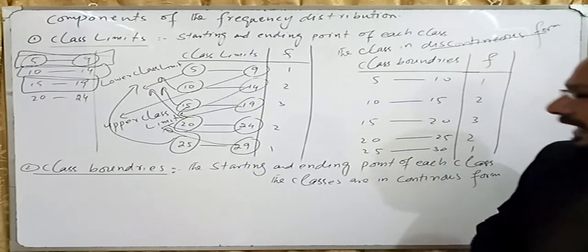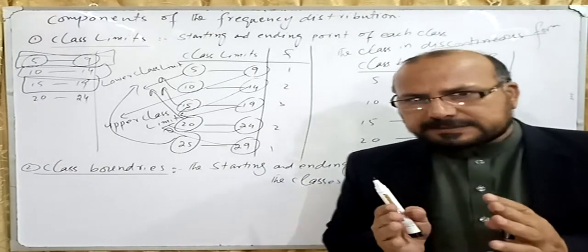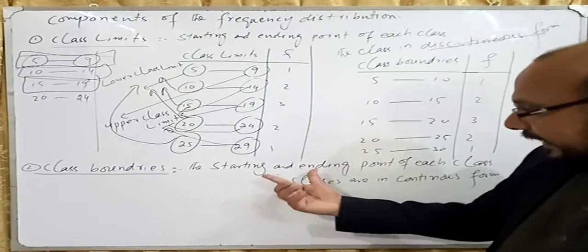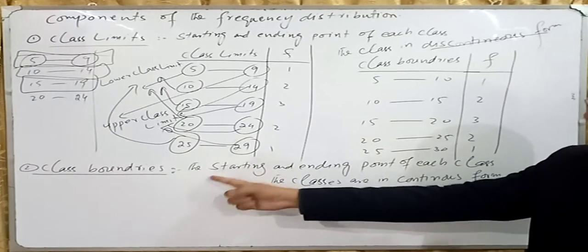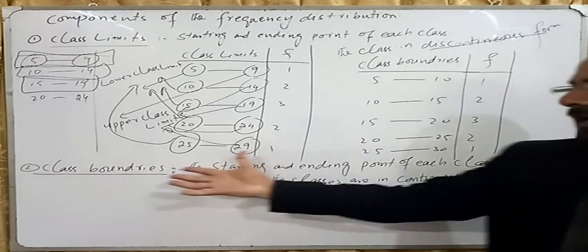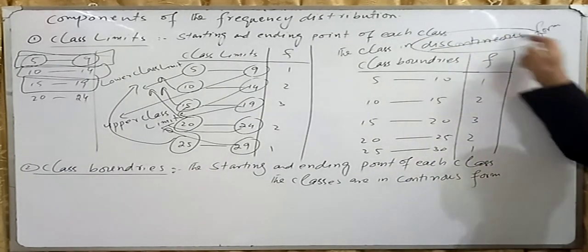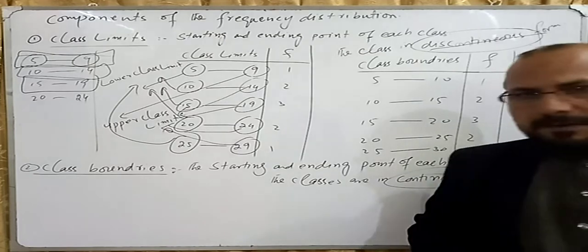After that, we have class boundaries. Class boundaries, it's a little bit different from the class limit. You need to understand, again, we have the same definition if you see. The starting and ending point of each class is called what? Class boundaries, if the class is in continuous form. Here we have discontinuous form, here we have continuous form.